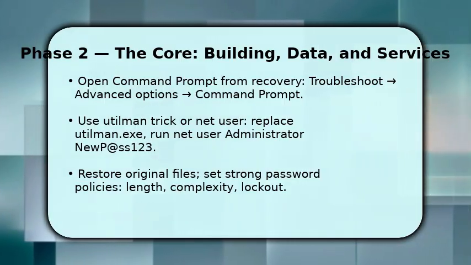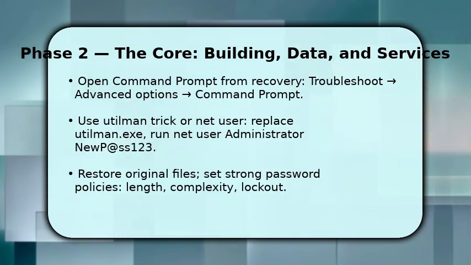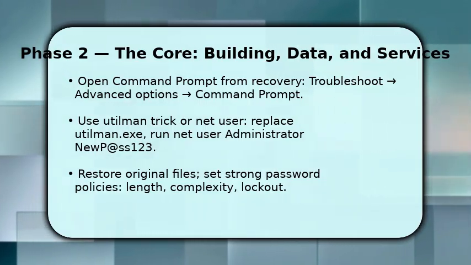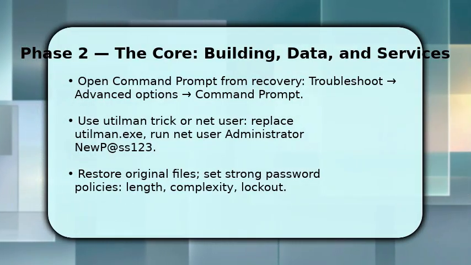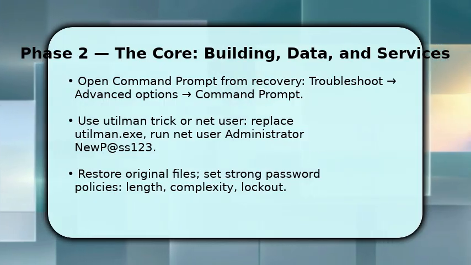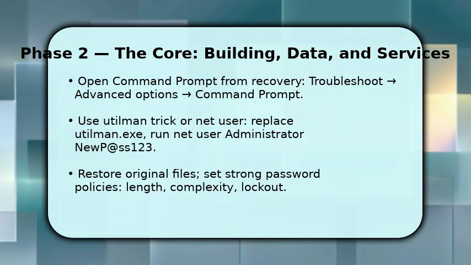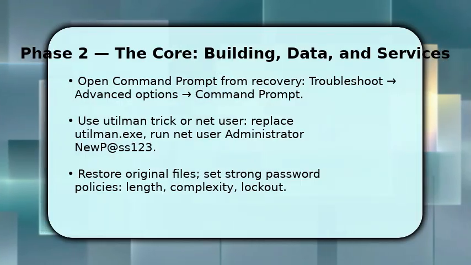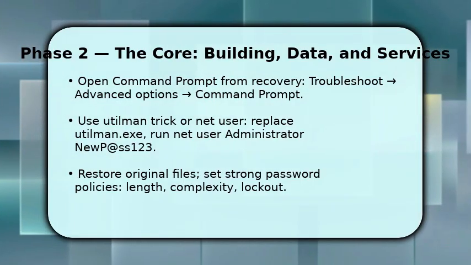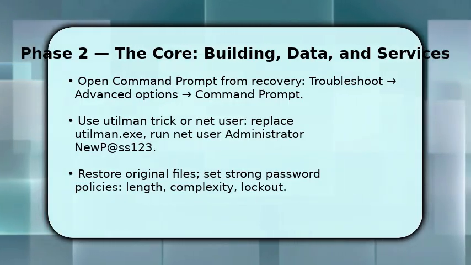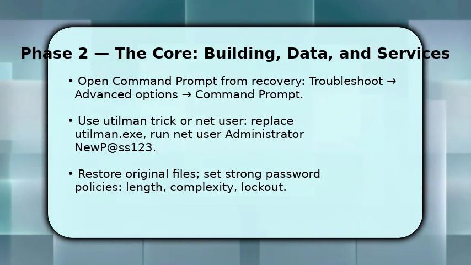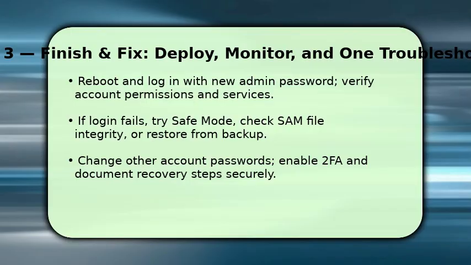Next, use the Utilman replacement trick, or directly edit the SAM, by replacing Utilman.exe with cmd.exe to get a system-level shell at login. Once you have a prompt, run net user administrator newP@ss123 to set a new password. Pick a unique, strong password instead of this example. Afterward, restore the original Utilman.exe file and reboot.